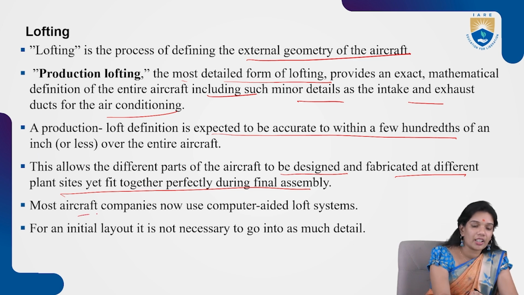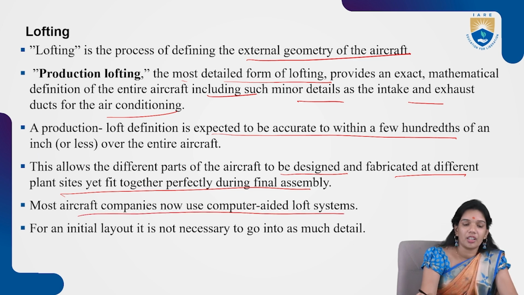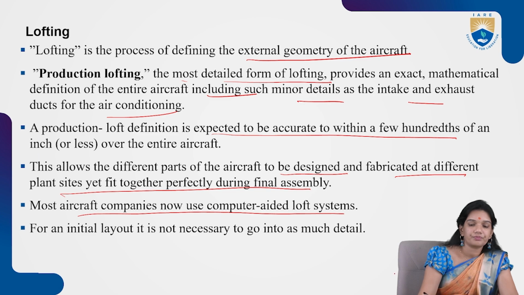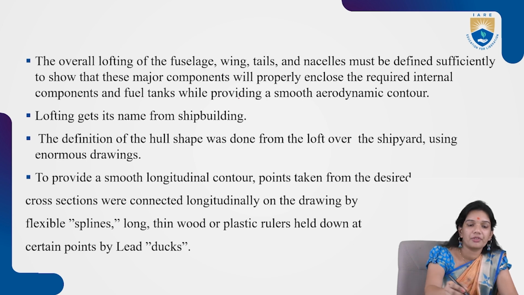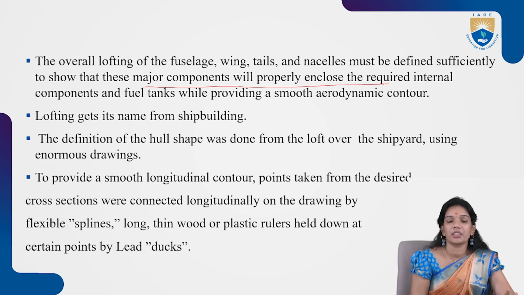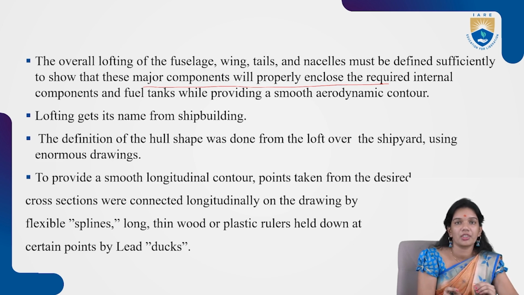So most aircraft companies use computer aided loft systems, right? The overall lofting of the fuselage, wing, tails, and nacelles must be defined sufficiently to show that these components will properly enclose the internal components, right? Whatever small component you're trying to design has to fit into that major subsystem, and the major subsystem into a full system or final system, right?